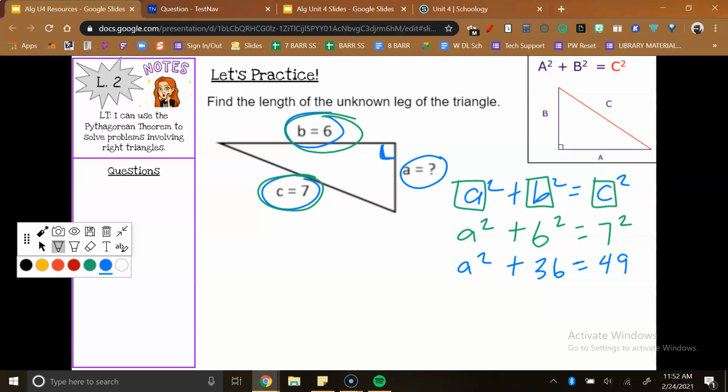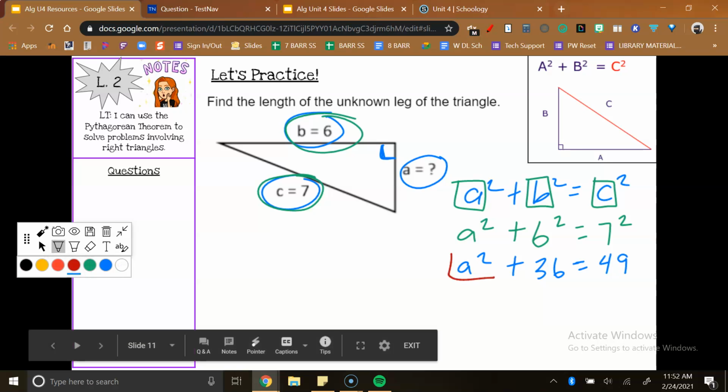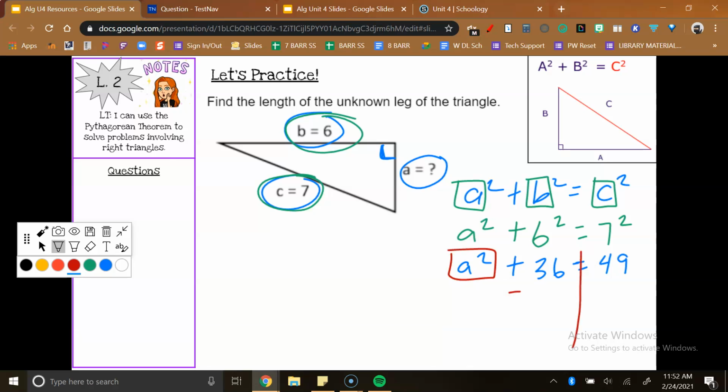Now, this is more like what we did in our lesson on Monday, solving that quadratic equation. We want to get A squared all by itself, right? So to get that by itself, we've got to undo that plus 36 with a minus 36 on both sides. 36 minus 36 is 0. We're left with A squared equals, what's 49 minus 36? That is 13.